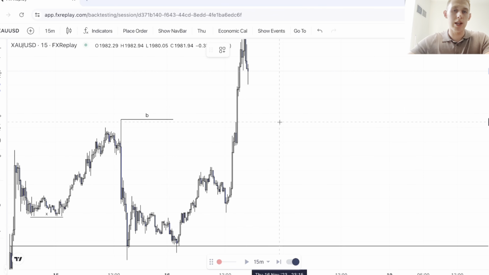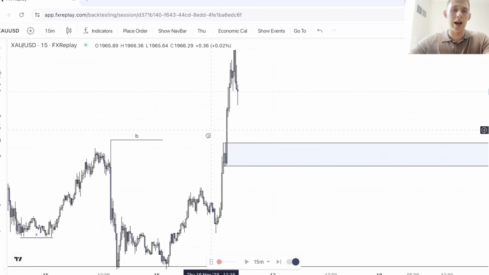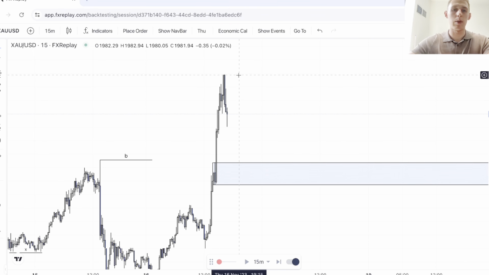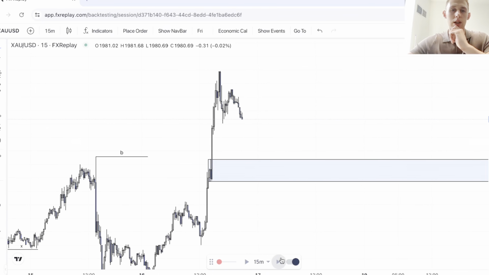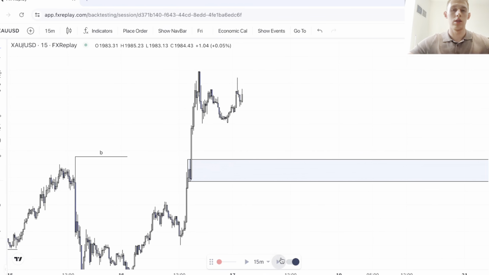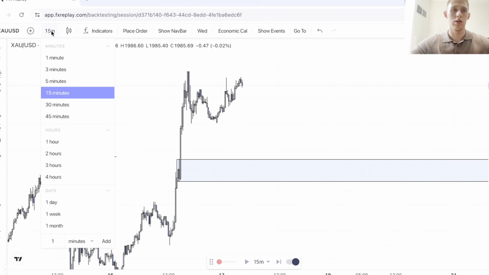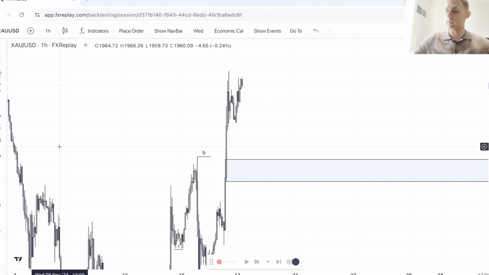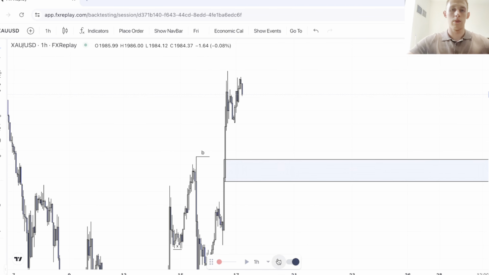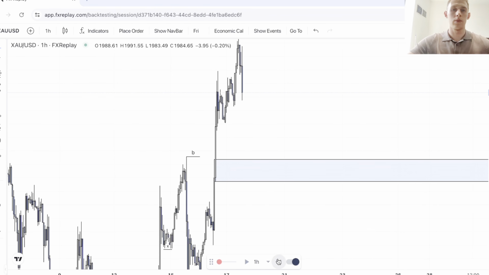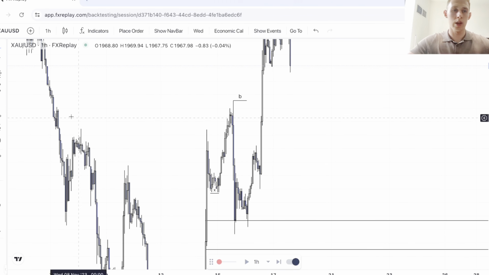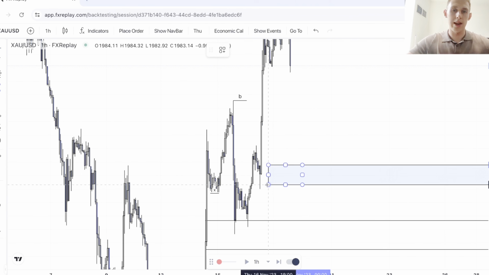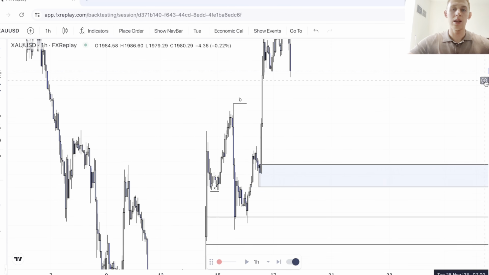Okay, so now I would consider this one. Now, this basically became valid because price continued up a bit more, built some liquidity above it. So let's have a look. Actually, we do have this one instead, which I think is more likely.